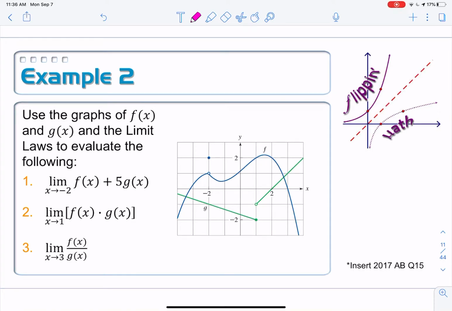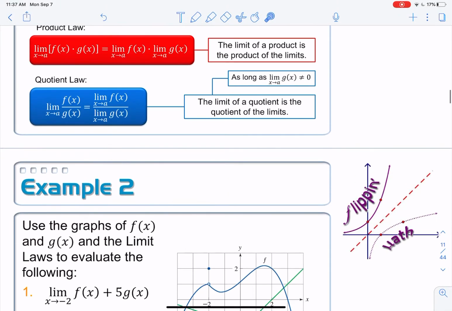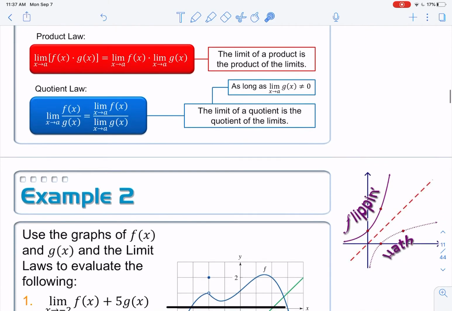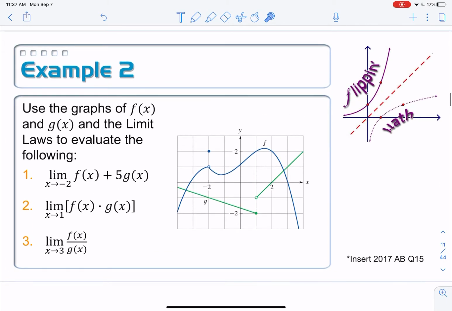On example 2, use the graphs of f of x and g of x and the limit laws to evaluate the following limits. Now remember, very importantly, that we can only use the limit laws under the condition that the limits actually exist. The individual little pieces of the limits exist. So when we go to evaluate that, that's the first thing that we're going to check.